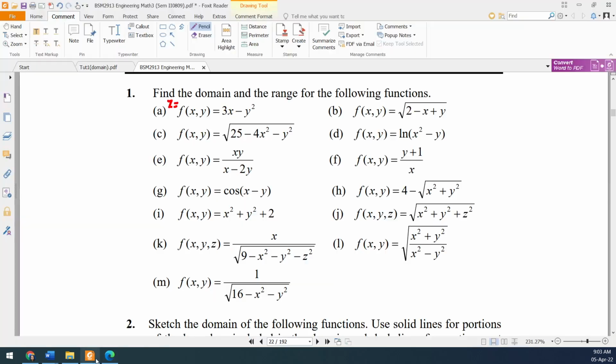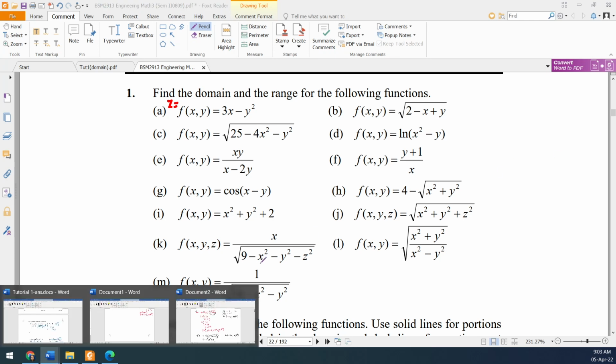Okay, and then a slightly different one, maybe question 1d. z equals f(x,y) equals ln(x squared minus y). Question 1d.